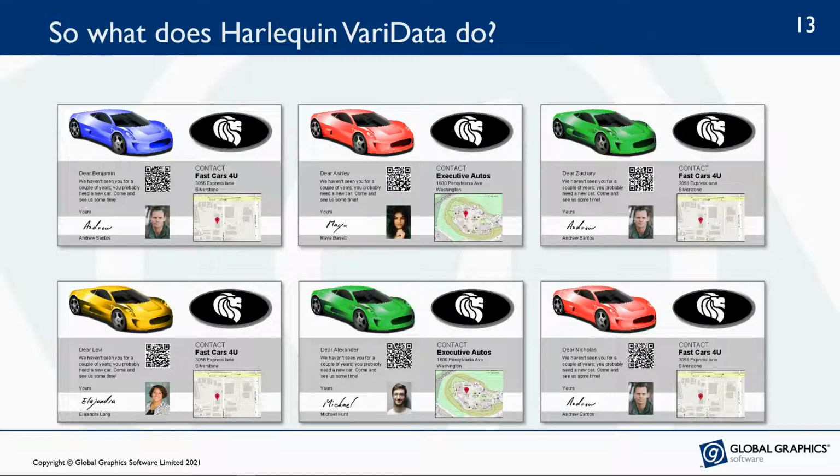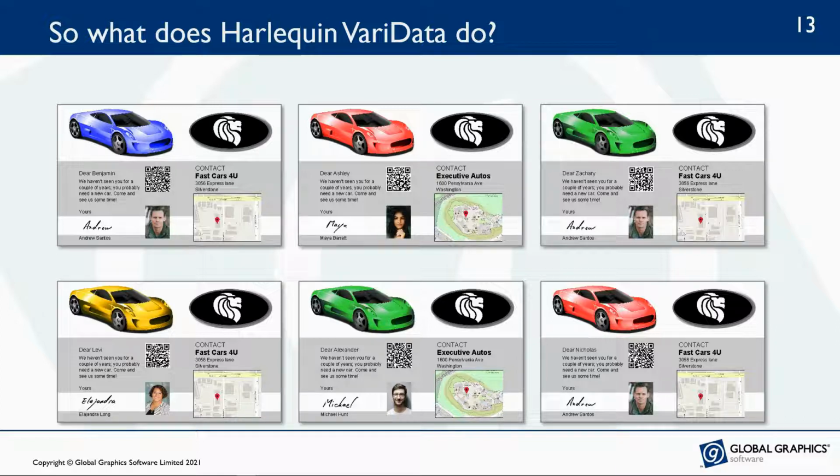In a variable data print file, some graphics are used many times at the same size and rotation, like the lion logo and the car images in this example. Ideally, the RIP should process each one of those once, converting it into the correct color space and resolution for the output device, handling any image rotation, etc. And then those partial page rasters can be put back together again in a complete output on the way to the print heads. And that's exactly what Harlequin VariData does.